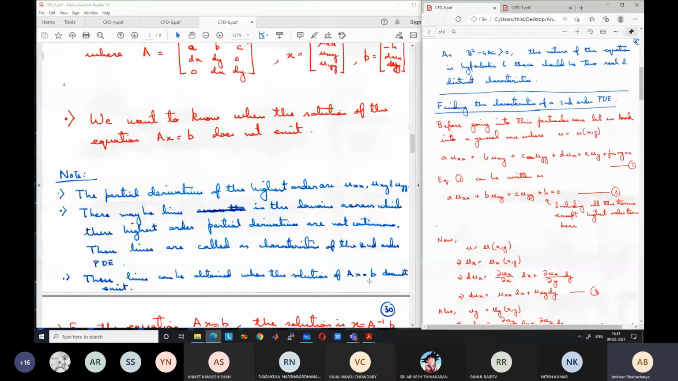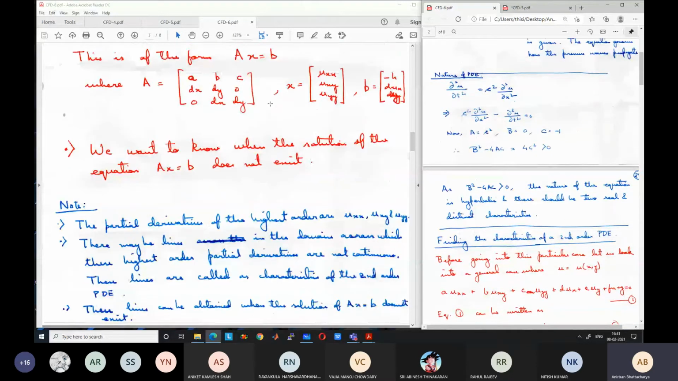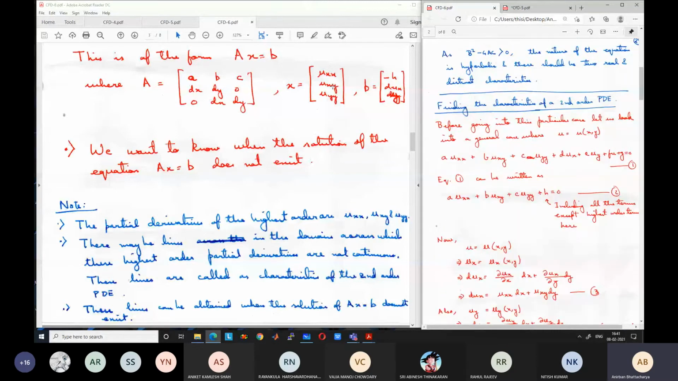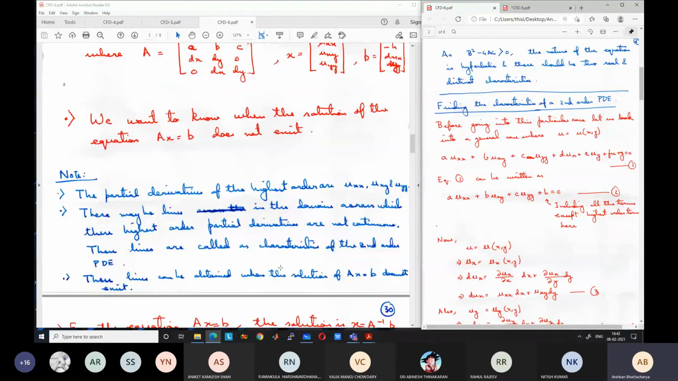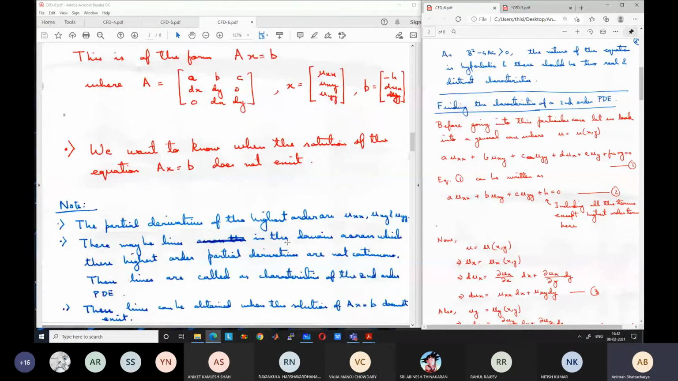Because if the solution does not exist, it means that the solution for uxx, uxy, and uyy does not exist. It means that if we can find some locations where this solution does not exist, there is a discontinuity in the second order terms, which we will term as the characteristic. The entire locus of those points we will term as characteristic. Is it clear? I have not yet come to the characteristic equation, but is it clear why we are trying to find the situation when the solution does not exist, and what is meant by characteristic?